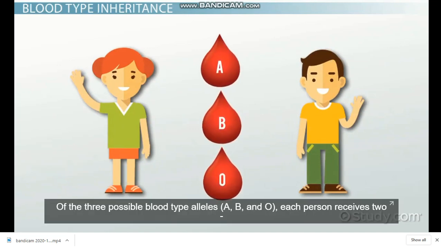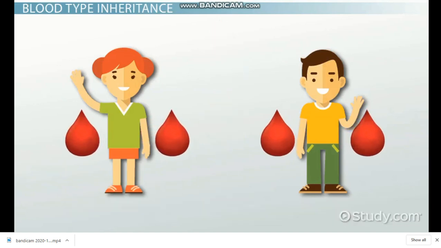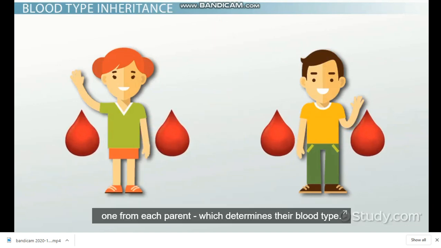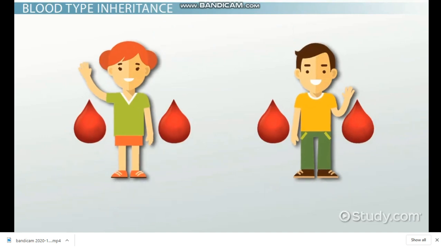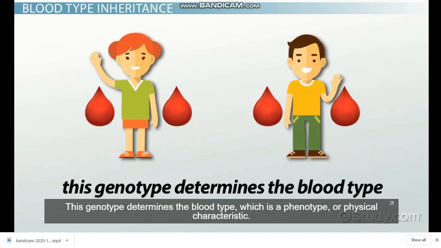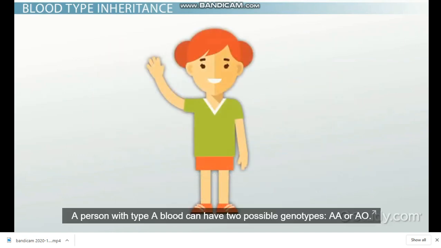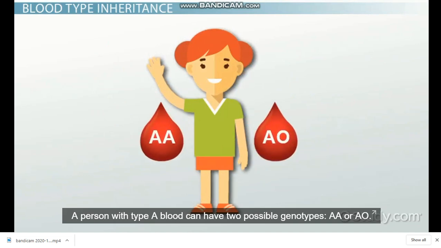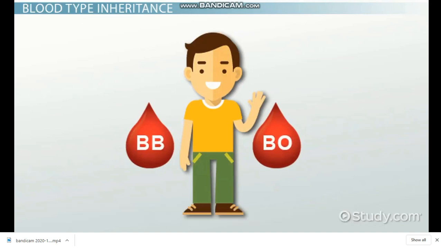Of the three possible blood type alleles, A, B, and O, each person receives two, one from each parent, which determines their blood type. These two alleles together are the genotype, or genetic makeup. This genotype determines the blood type, which is a phenotype, or physical characteristic. A person with type A blood can have two possible genotypes, AA or AO. A person with B blood type also can have two genotypes, BB or BO.